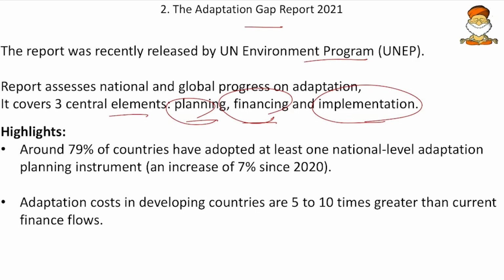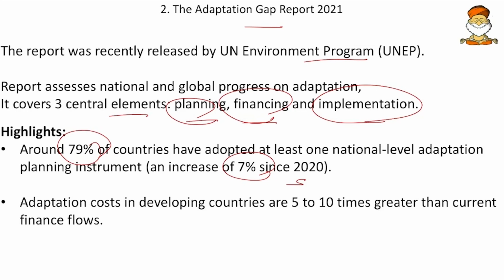And key highlights: around 79% of countries have adopted at least one national level adaptation planning instrument. And this is an increase of 7% since 2020. So that means earlier it was 72% and now 79% of the countries have adopted an adaptation plan. So the number of countries adopting the adaptation plan is increasing.